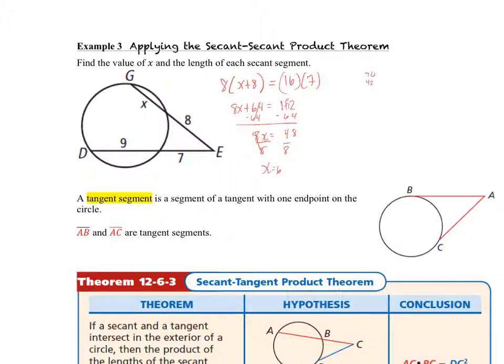So it says find the value of x and the length of each segment. So I found x, and I have to do each segment. GE is my first segment, and that's going to be 8 plus x, which is 8 plus 6. So GE is 14. And then I also need to find DE, which we knew right away was 9 plus 7. So DE is 16.